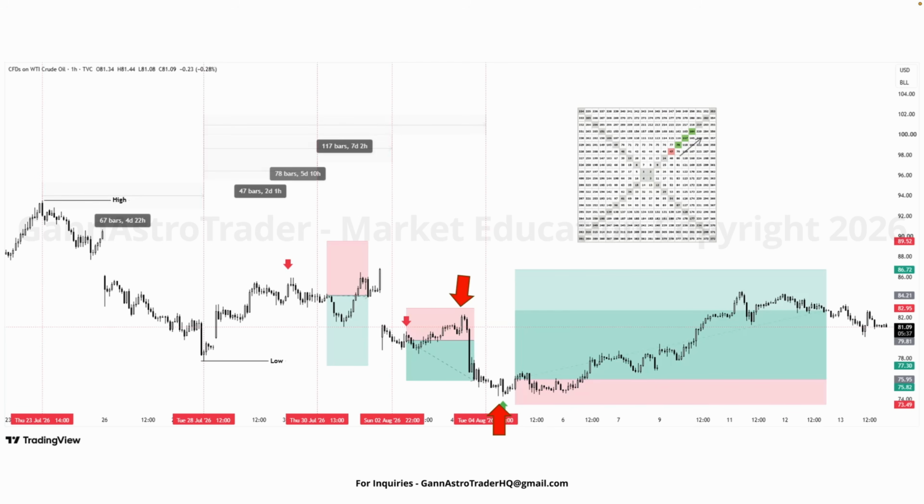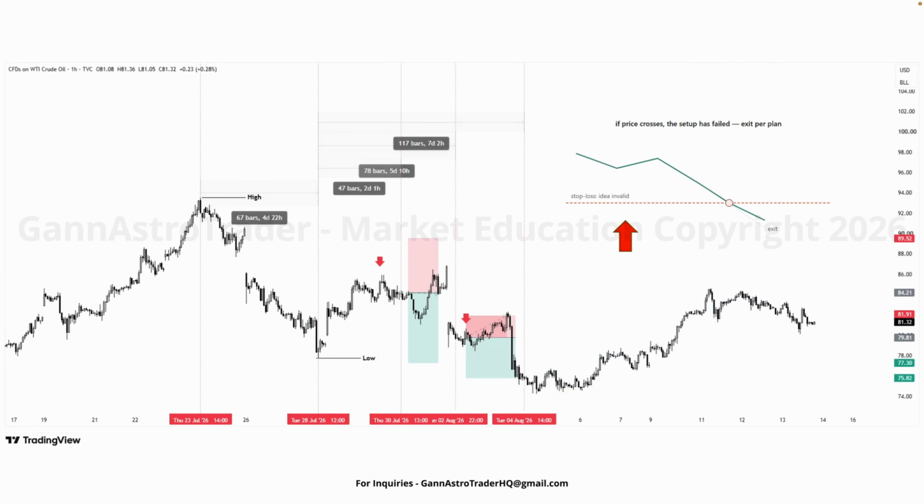Once we have identified a potential reaction zone, the next step is trade management. Before entering a trade, we need to define three things clearly: where the trade is invalidated, where we expect price to react, and where we will take profit. The important point is that these decisions should be made before entering the position. This prevents us from changing the plan emotionally once the trade is active.